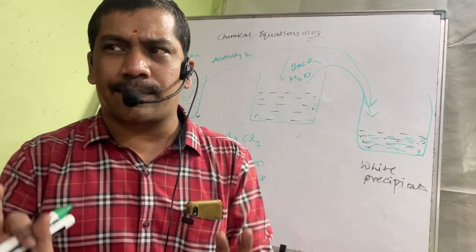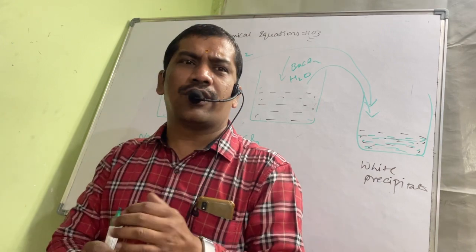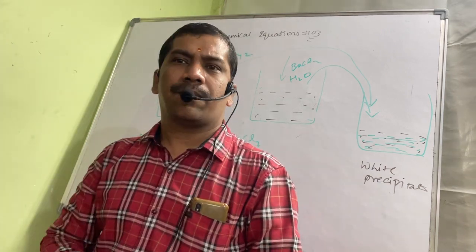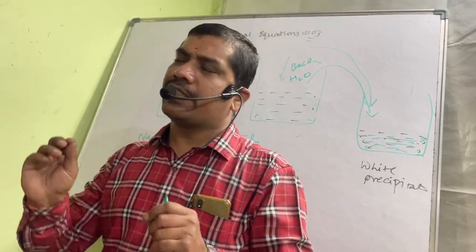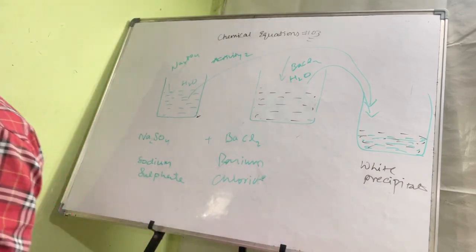Leave the setup for some time. Right, don't disturb it. Then after some time, at the bottom of the beaker, you will get the white color powder. That is called a precipitate. Is it clear? The definition we'll see after some days, means tomorrow. Clear with this point, everyone?